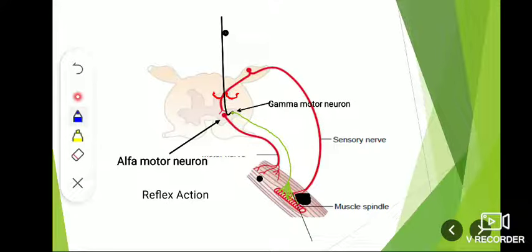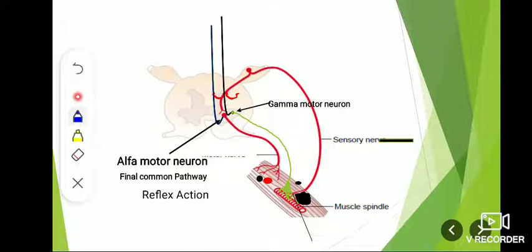Some descending tracts end on the gamma motor neuron, which will again stimulate the muscle spindle, with generation of action potential there, and reflexly the muscle will contract through the alpha motor neuron again. And some tracts end on the alpha motor neuron, which will excite it directly. Okay. So this is the final common pathway, that is the alpha motor neuron.